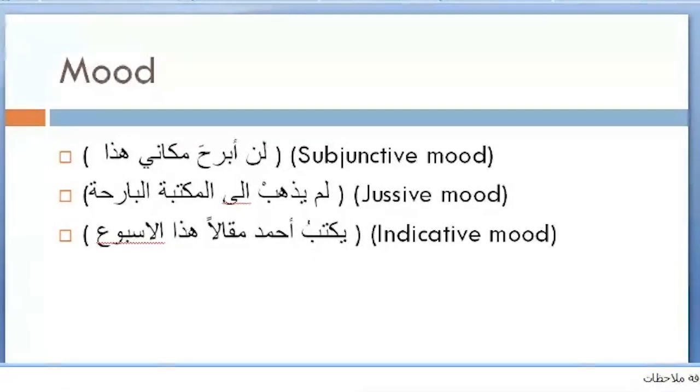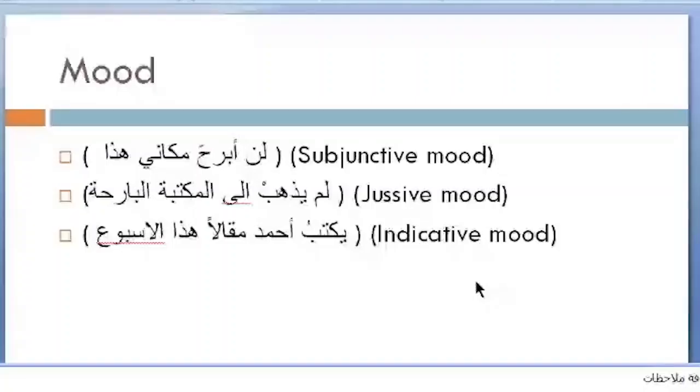Now, in the first example, which says لن أبرح مكاني هذا, so what is there in Arabic, and how can we render it into English? I won't leave this place. Okay, thank you. لن أبرح مكاني هذا. As you can see, the present verb أبرح is in the subjunctive mood because we have the fatha marker due to the presence of the subjunctive mood particle, which is لن.